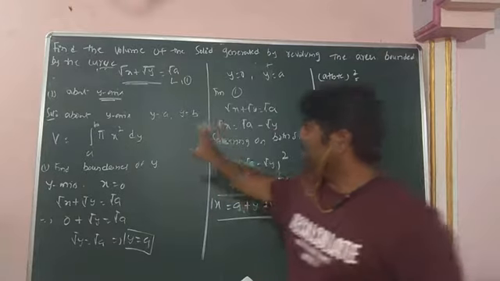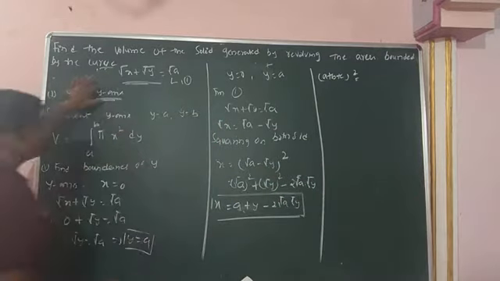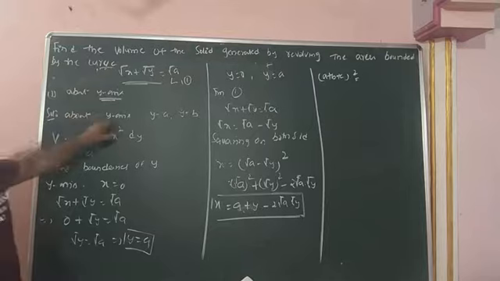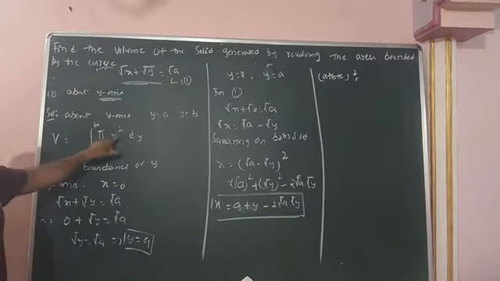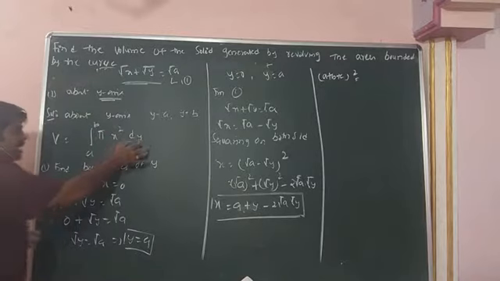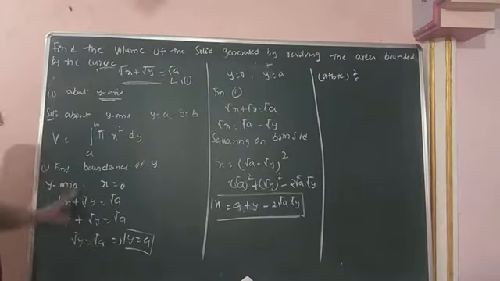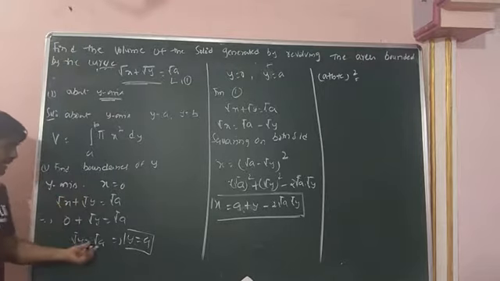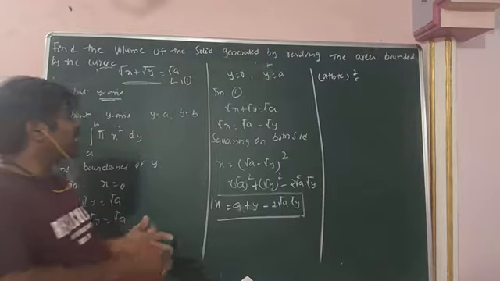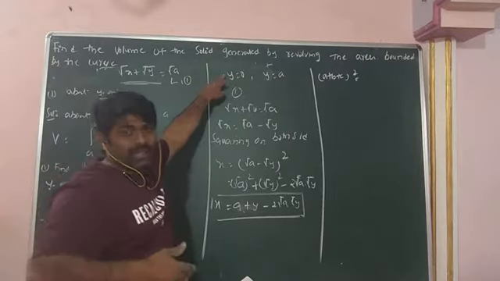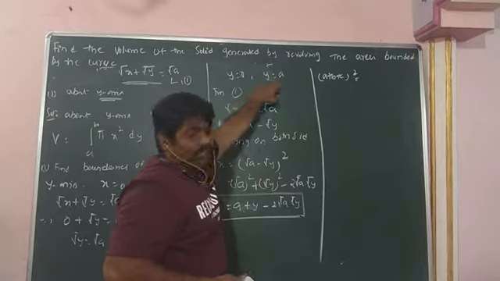We explain that about the y-axis. The basic formula is V equal to integration from a to b of pi x square into dy. We need to find the boundary first. The y-axis is nothing but x equal to 0. So we substitute x equal to 0 and we get y equal to a. So the upper limit is y equal to a, and the lower limit is y equal to 0. So y equal to 0 and y equal to a.